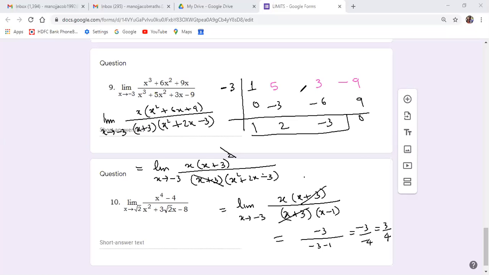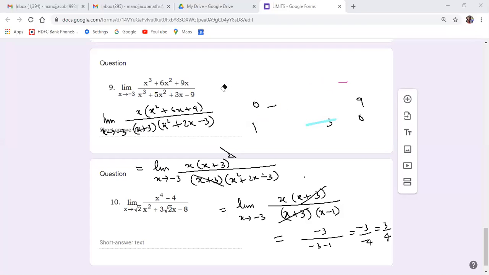Anybody not understood any step? Understood, sir. Did you do the 10th? No, sir. I had a doubt in the 10th. And we can do this with synthetic division also. Can I remove this synthetic division? Okay, I'm doing the 10th one.